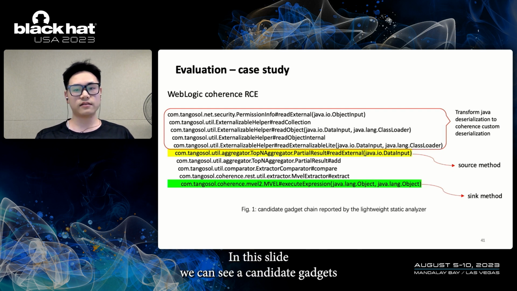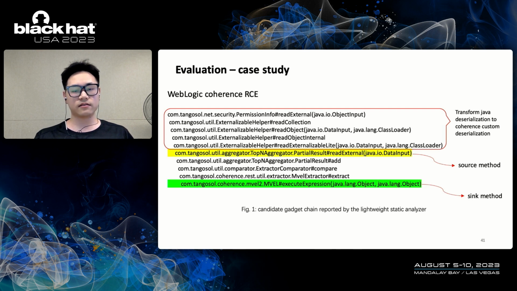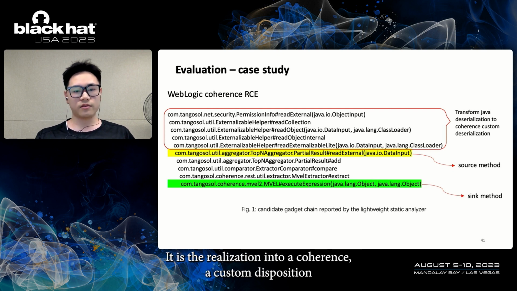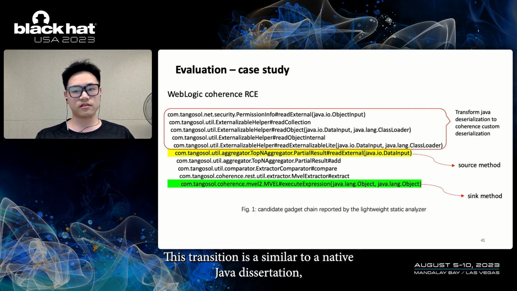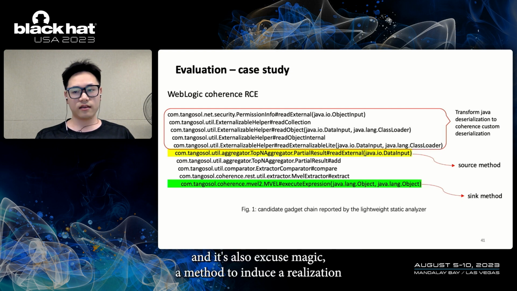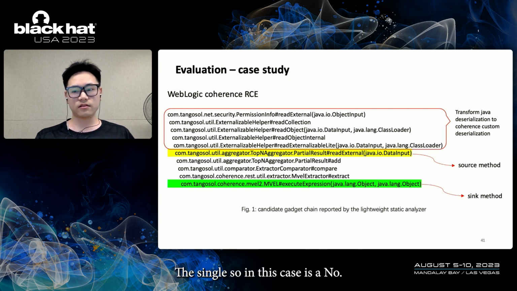In the slide, we can see a candidate gadget chain that was discovered by the lightweight static analyzer. The first hop of this gadget chain converts Java deserialization into Coherence custom deserialization. Coherence deserialization is similar to native Java deserialization, and it also executes magic methods during deserialization, such as readExternal. Therefore, all readExternal methods can serve as source methods for the gadget chain. The sink method in this case is a known security-sensitive method that executes MVEL expressions.